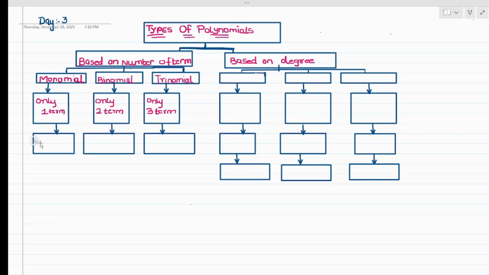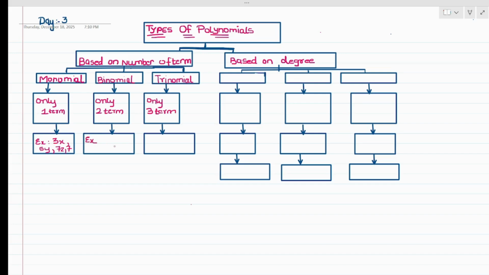Let's take the example of monomial. Take for example, let's say it's 3x, or either you can take 5y, or you can take 7z, or you can take 7. All these have only one term. It's not in any operations like multiplication, addition, subtraction, nothing. It's only one term. That is why this kind of terms, having only one term, are called monomial.